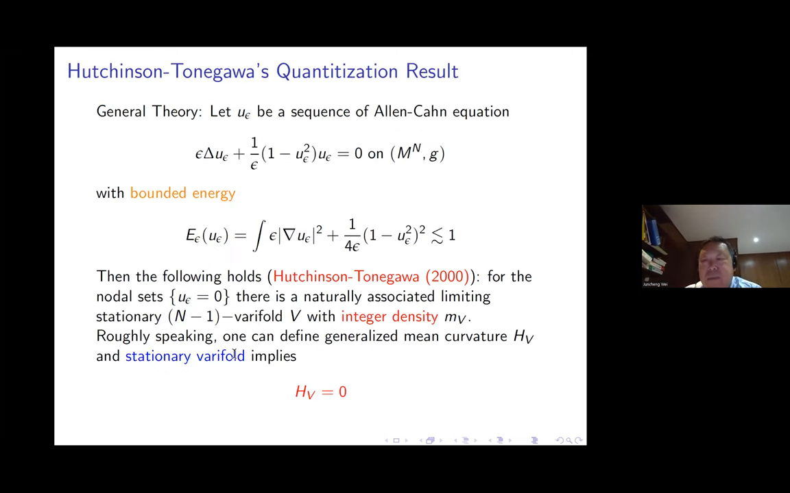So now let me go to the talk today. I start with the so-called Hutchinson-Tonegawa theory. The general theory of Hutchinson-Tonegawa is the following. Suppose we have a sequence of Allen-Cahn equations on a Riemannian manifold with this scaling and with bounded energy. Then Hutchinson and Tonegawa prove that for the nodal set, you can naturally associate a so-called n-1 varifold with integral density. This is the so-called Hutchinson-Tonegawa quantization result. Roughly speaking, one can define a generalized mean curvature, and the stationary varifold implies the generalized mean curvature vanishes. So this is a general theory, and under it the varifold can be verified, okay?